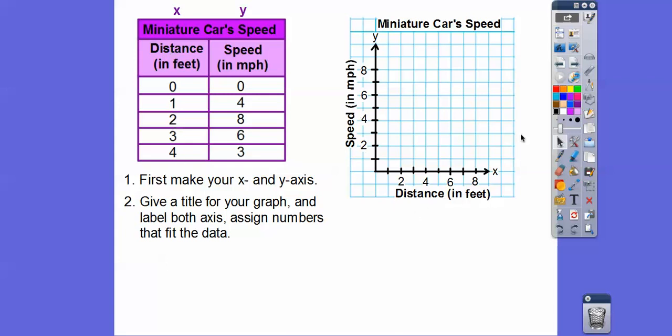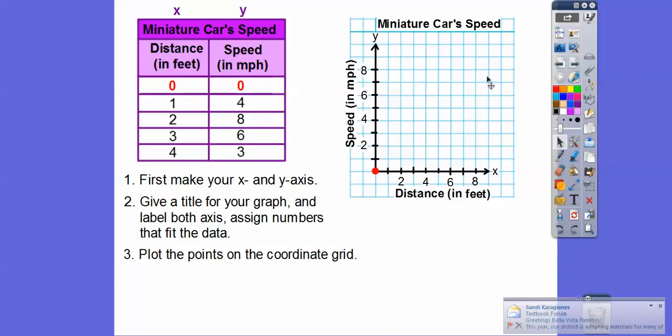All right, so now we're going to go ahead and start graphing these points. Let's plot the points. We're going to plot 0, 0. There's 0, 0 right there. And then we're going to plot 1, 4. So over 1, up 4 from the origin. Okay, so there we go. And then we'll go over 2, up 8. Okay, you guys get the hang of this. This is easy, huh? Over 3, up 6, and then over 4, up 3. Okay, it's that easy, guys.